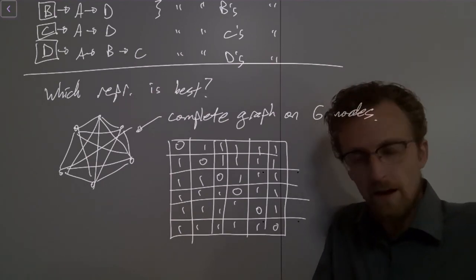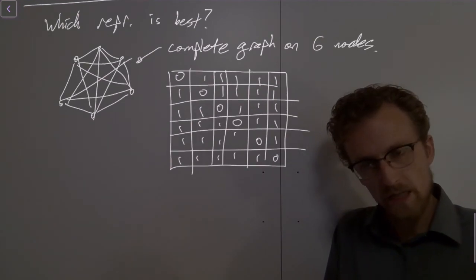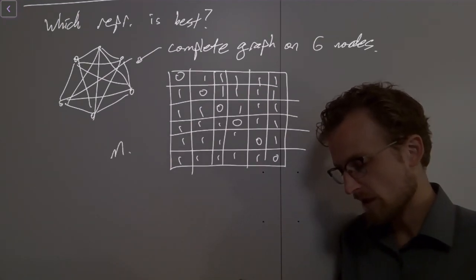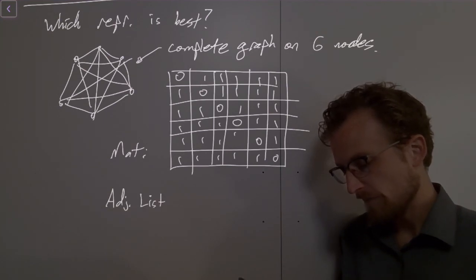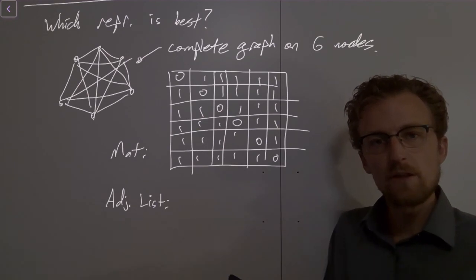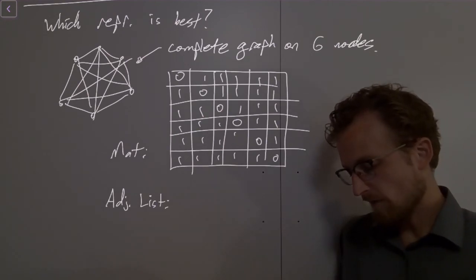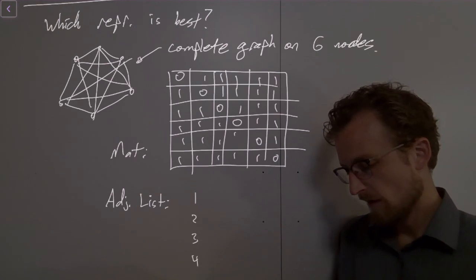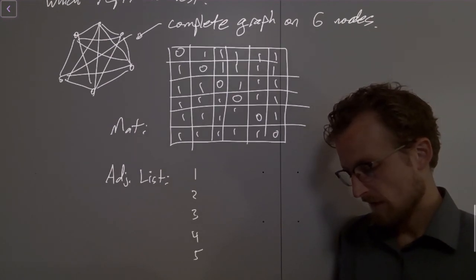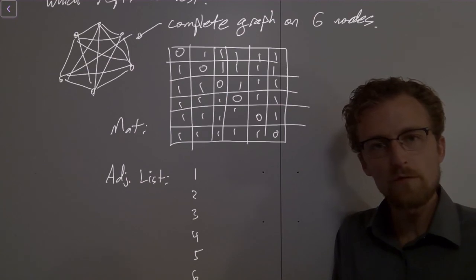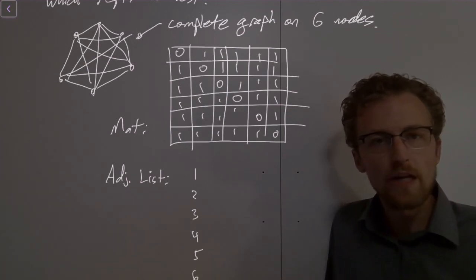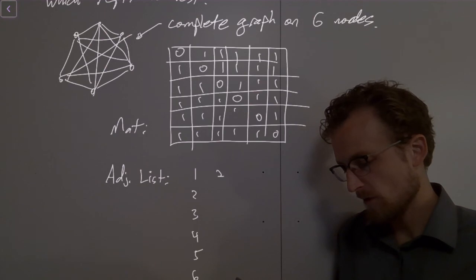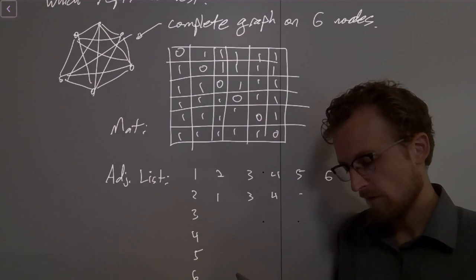Okay, so that's fine. Now, what would the adjacency list look like? So here's the matrix. What does the adjacency list look like? Well, I'm still going to have 6 lists, so I'll have 1, 2, 3, 4, 5, 6, and then for each one of these, I'm going to have a list just enumerating every other node. So for this one I'll have 2, 3, 4, 5, 6. For this one I'll have 1, 3, 4, 5, 6, and so on.